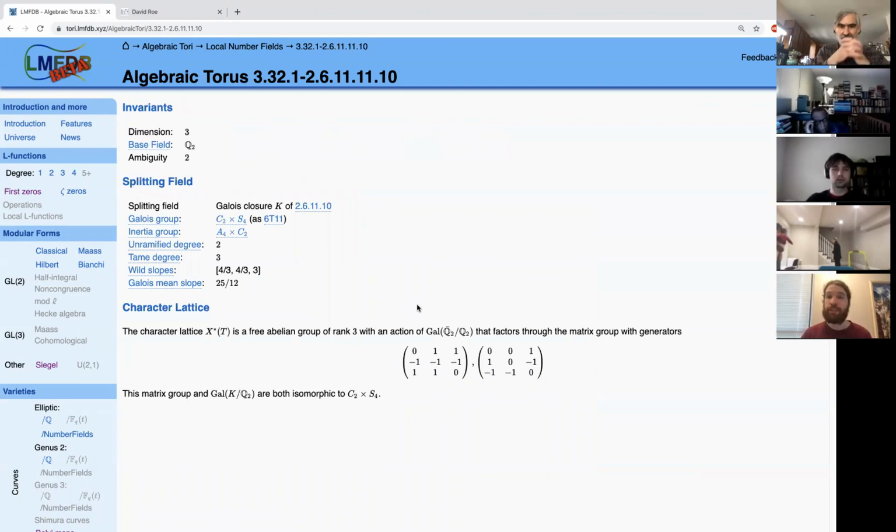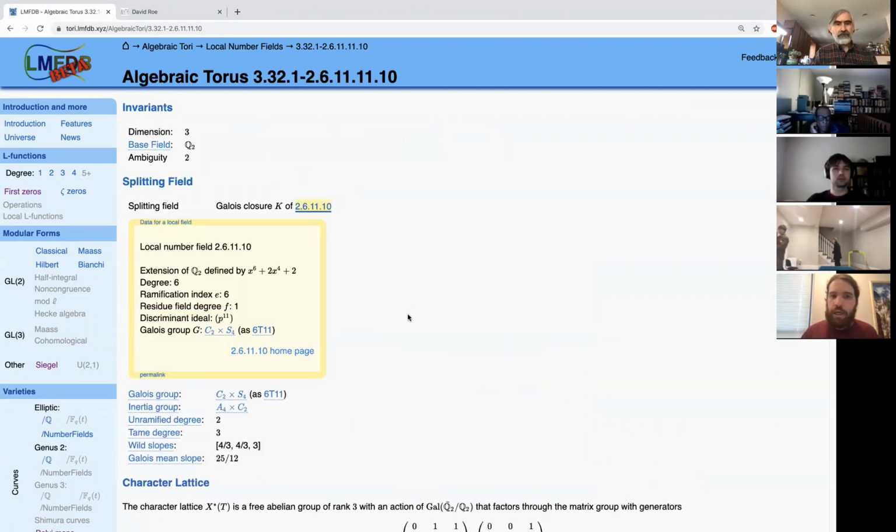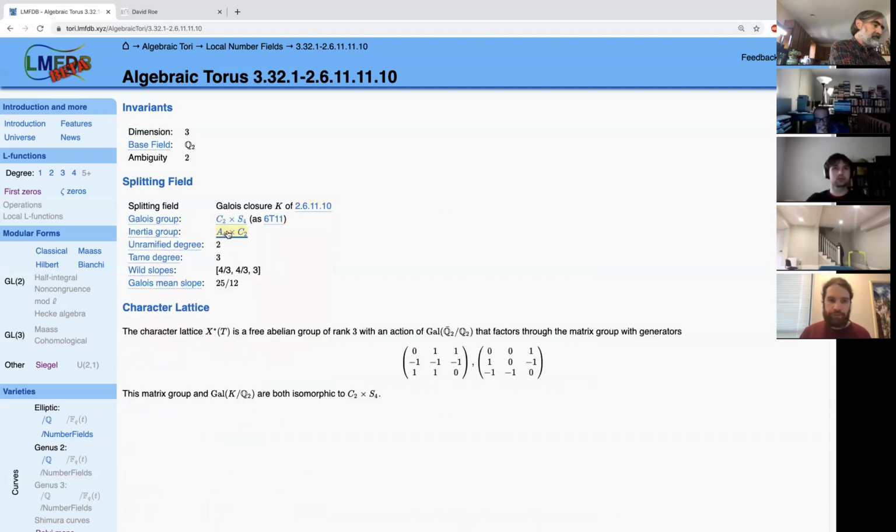So this is a 3-dimensional torus over Q2. It has information about what that splitting field is. The splitting field is the Galois closure of the extension of Q2 defined by this degree 6 polynomial. You get information on the ramification and the discriminant of that field extension, and on the Galois group and the inertia degree. And here's what the character lattice looks like. You get a free abelian group of rank 3 with an action of the absolute Galois group factoring through a matrix group with these generators.